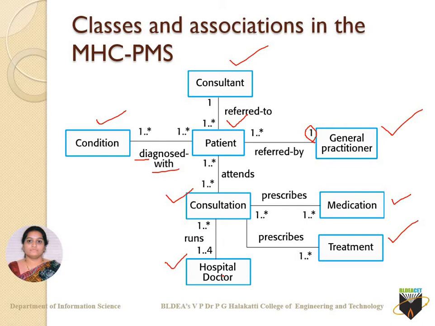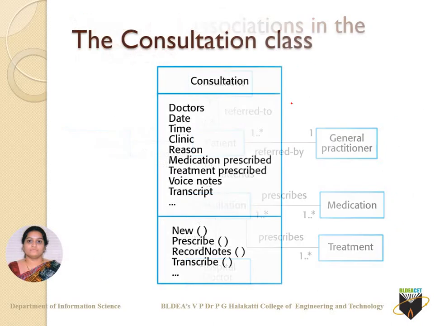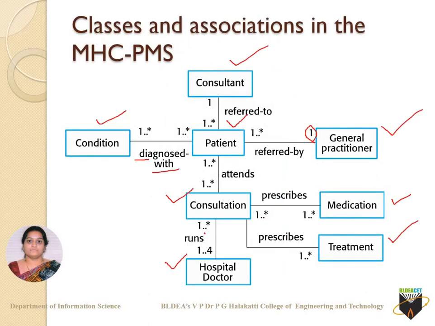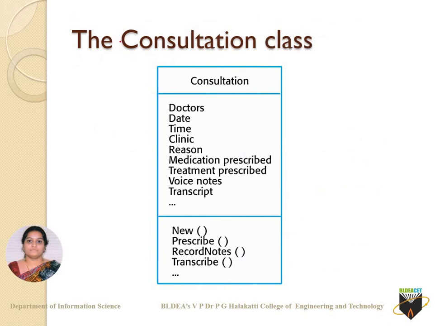When I am referring to a hospital doctor, that doctor can be a single person, or at the maximum I am taking 4 hospital doctors: a single general practitioner and 4 hospital doctors. So this is just an example of classes and associations with respect to your patient record system. With this example of a consultation, you can find that this is a class diagram for the class called consultation.